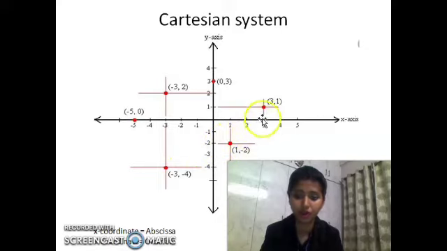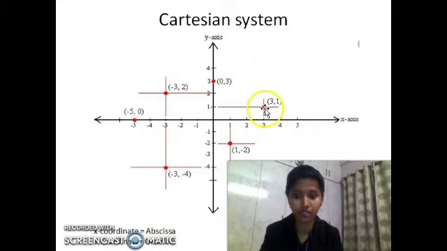Now I want to find the position of any point. So let us assume this point. How can we find the position? I have already told you we need two parameters. The first one belongs to the x-axis, and the second one belongs to the y-axis. The coordinate on the x-axis, these are the x coordinates, also known as the abscissa, and for the y coordinate we can use the term ordinate.